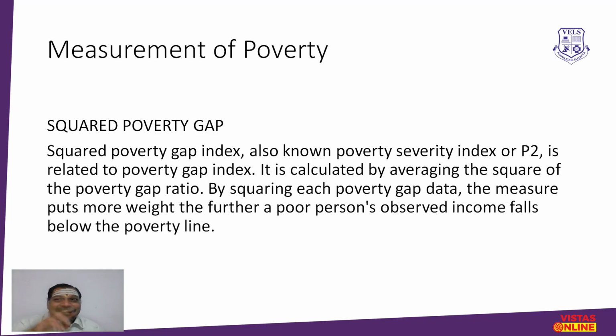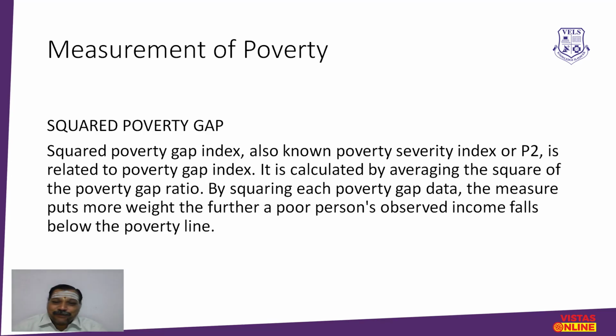As we discussed in the last class, there are two types of poverty. One is absolute poverty, another one is relative poverty. This particular tool comes under the relative poverty index. It is calculated by averaging the square of the poverty gap ratio. First we have to make the square and then get the average.